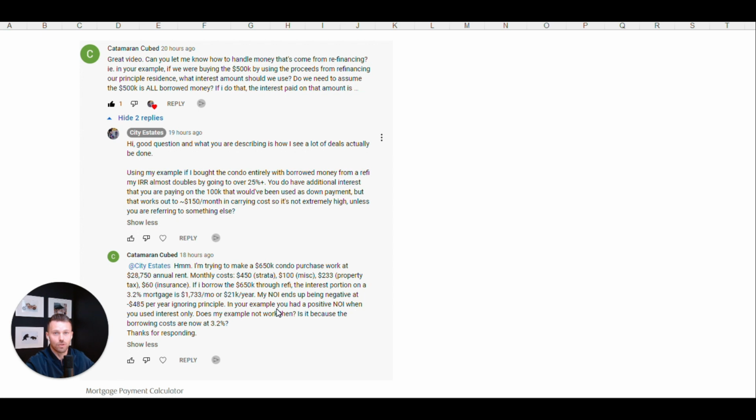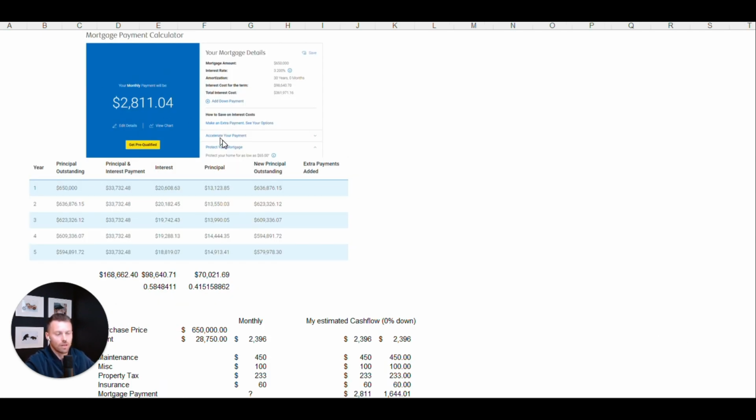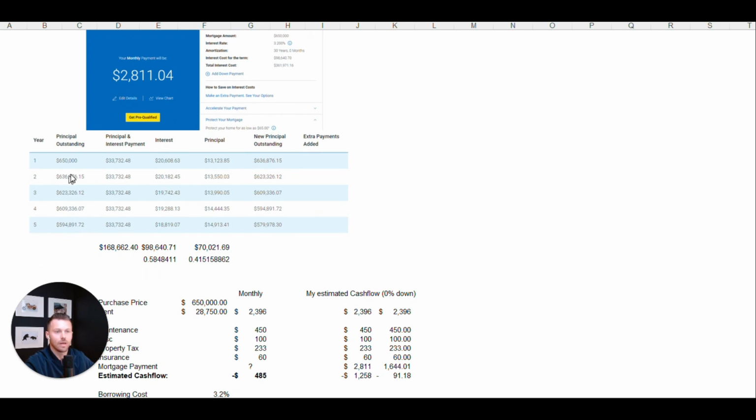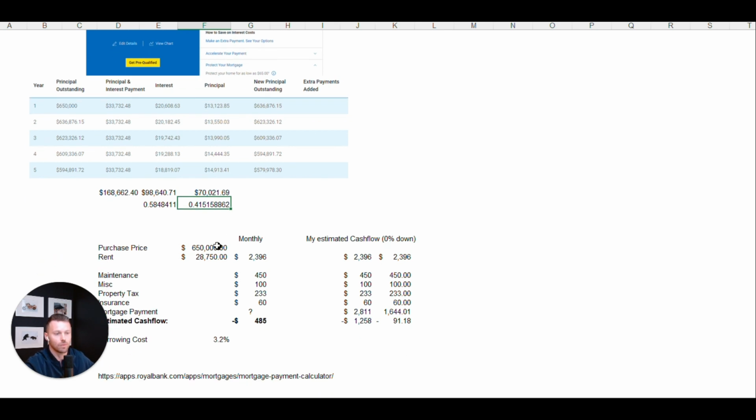But let's dive into the numbers just to better understand what is happening here. Using the RBC mortgage calculator, which is probably one of the easier ones to use for these types of analyses, I did a 30-year variable mortgage at 3.2% for $650,000, pretty much what we're talking about here. This is the amortization table showing how much interest is being paid in the first 5 years and how much principal. I arrived at two basic ratios: 58% of my mortgage payment is going into interest, and in this example, 41% is going into paying down my principal.